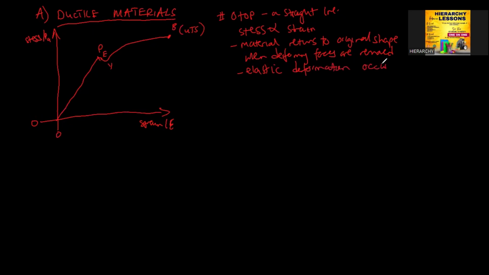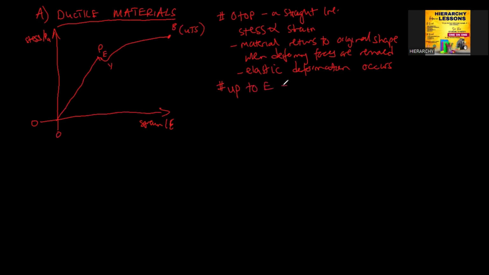So what is elastic deformation? It's when the material returns to its original shape and size when the deforming forces are removed. So that's what happens from O to P. That's why it's a straight line, right? And then up to E.